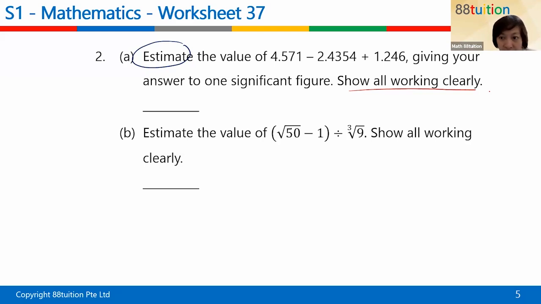Okay. Question number 2. Now, when he asks you to estimate, giving your answers, so you have 6. Wait, 4.5. 4.5 is 5 minus 2. Okay.